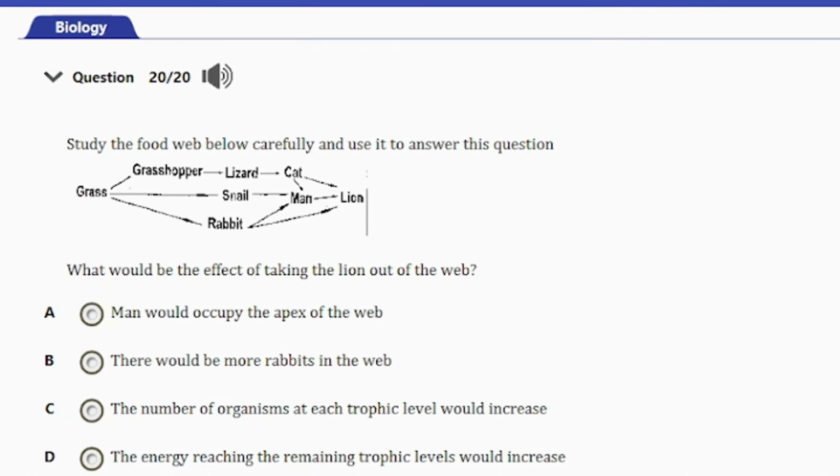Question number 20. We have here another food web, and the question says, what would be the effect of taking the lion out of the web? A, man will occupy the apex of the web. B, there would be more rabbits in the web. C, the number of organisms at each trophic level would increase. D, the energy reaching the remaining trophic levels will increase. So guys, the answer to this question is option A, man would occupy the apex of the web. And this is where we end this video for today.